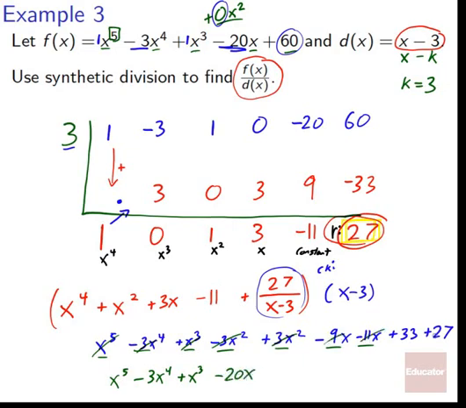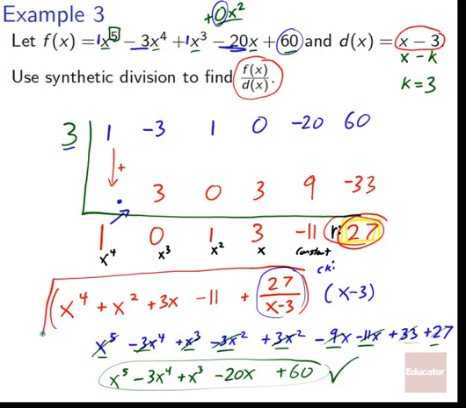Just knock them out so we can see what we're doing. Plus 33 plus 27, plus 60. Great. So we wind up getting what we originally started with. Checks out. So our answer in red is definitely correct.